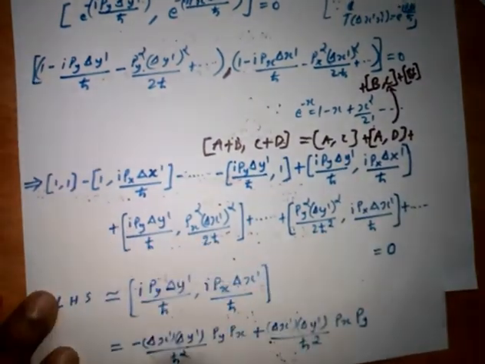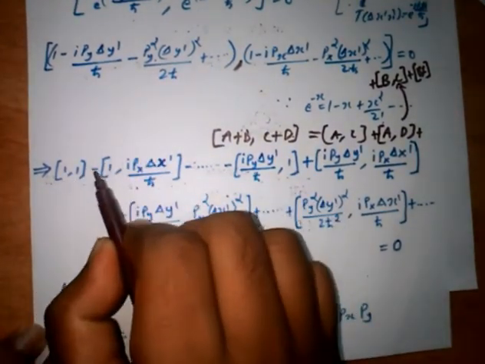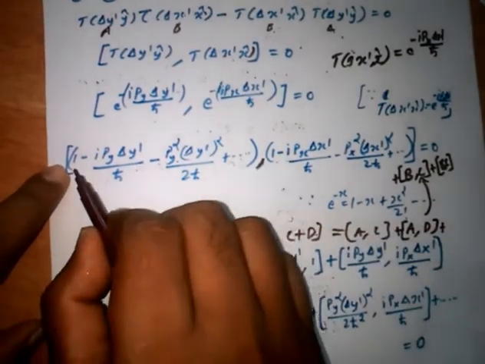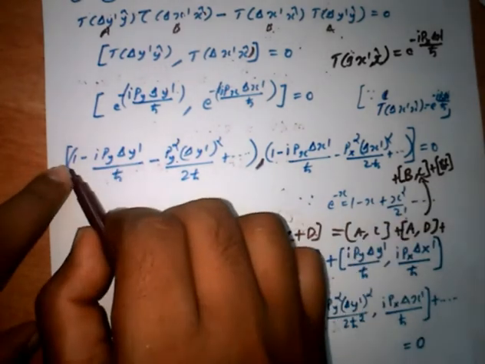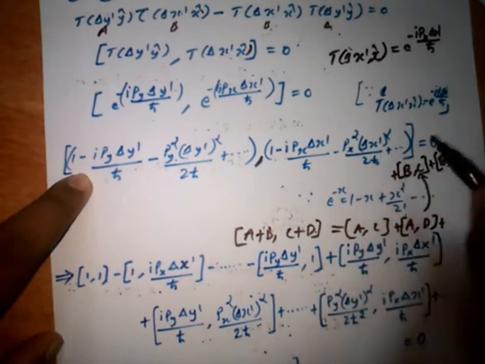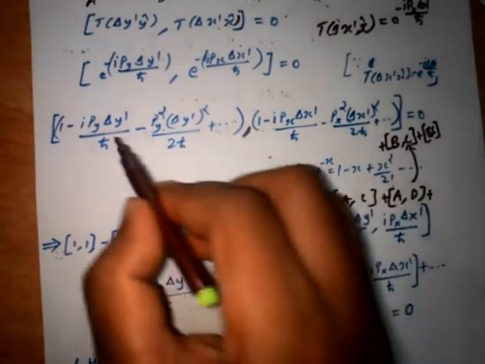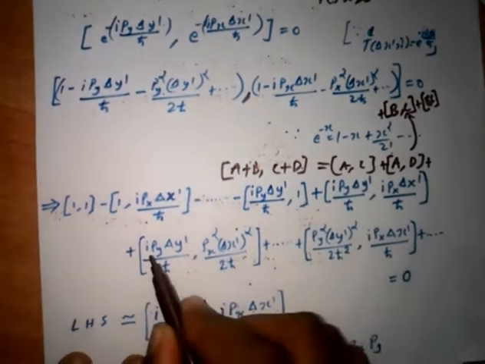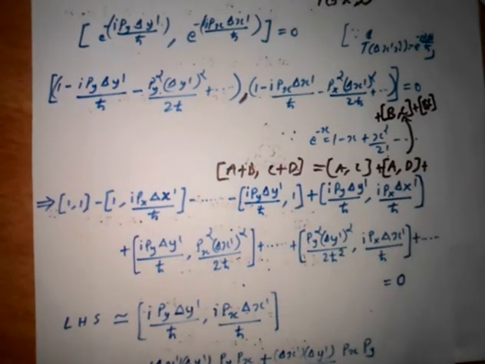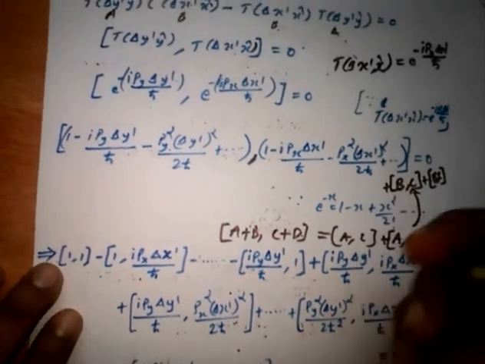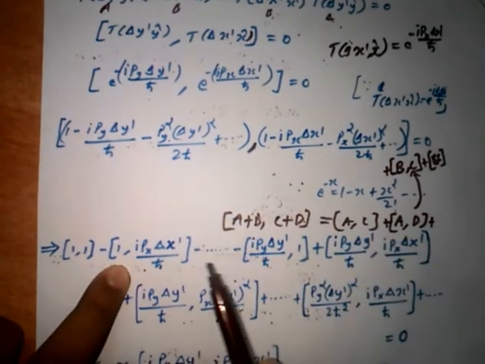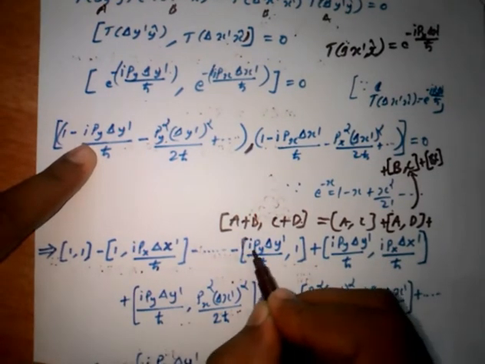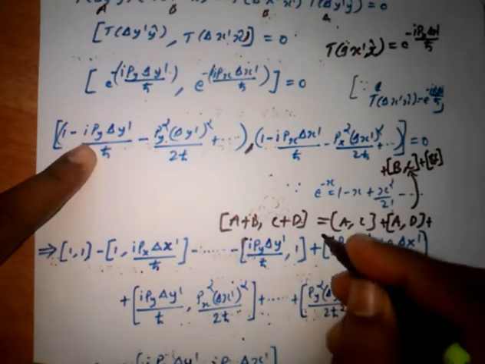And we will get [1 − i px δx'/ħ + ..., 1 − i py δy'/ħ + ...]. Because [1, 1], then [1, i px δx'/ħ], and then [1, px² δx'²/2ħ²], etc. It's expanding, and then taking the second term, i py δy/ħ comma 1, and then etc. Then we are taking this term, minus i py δy'/ħ comma 1, plus etc.